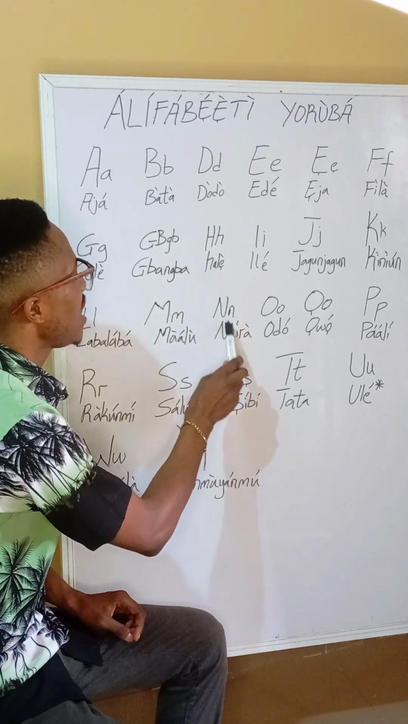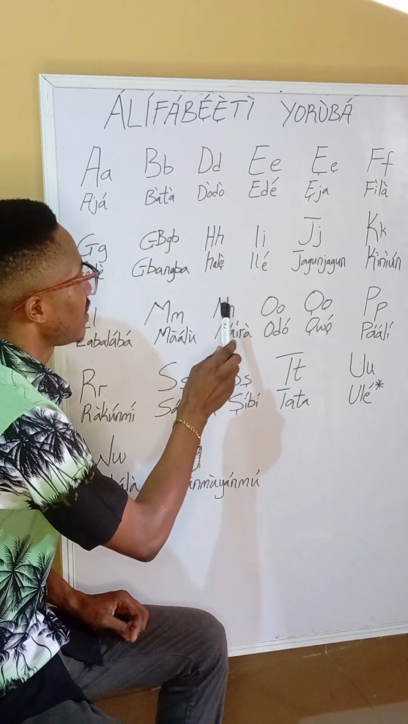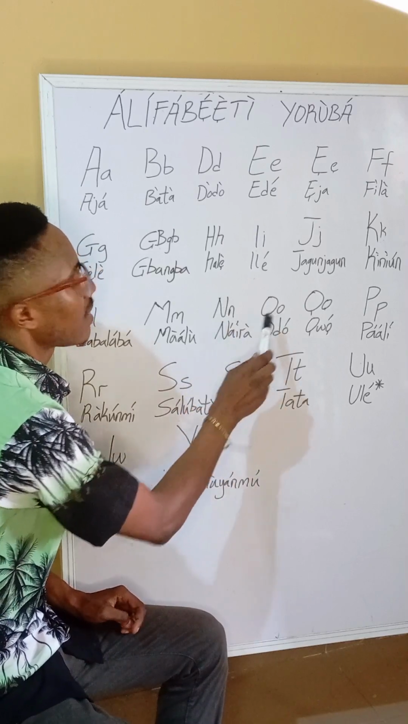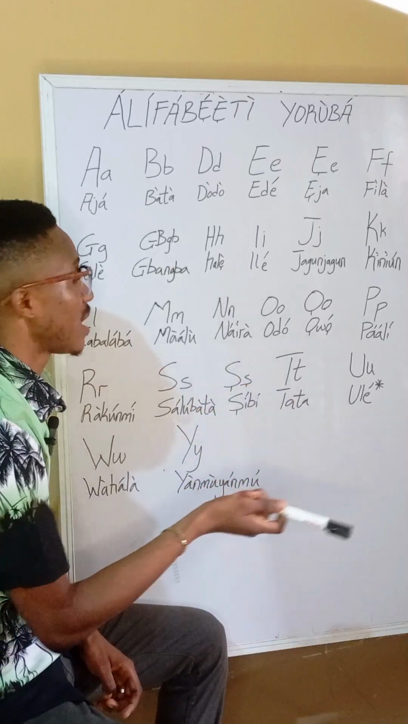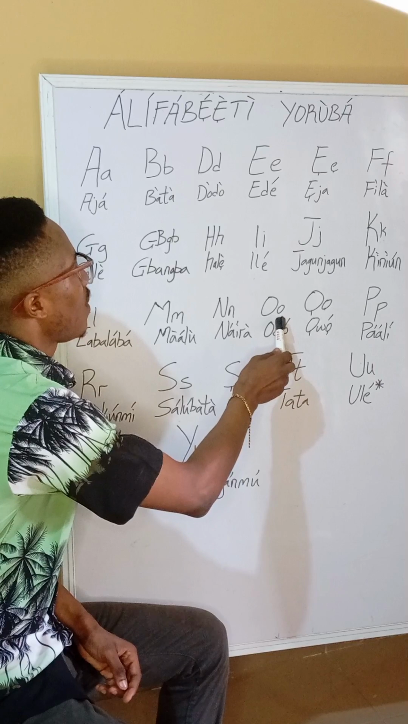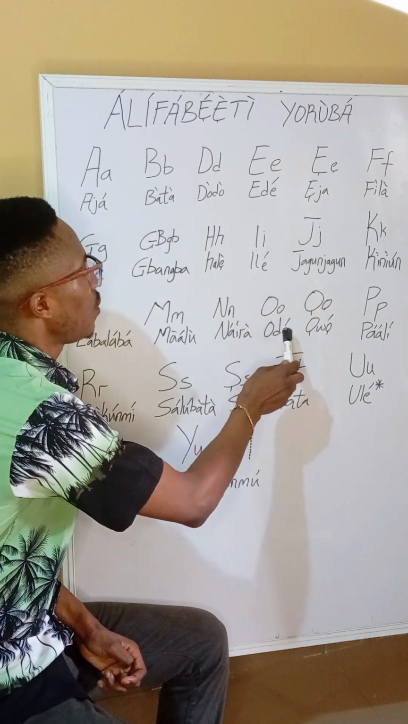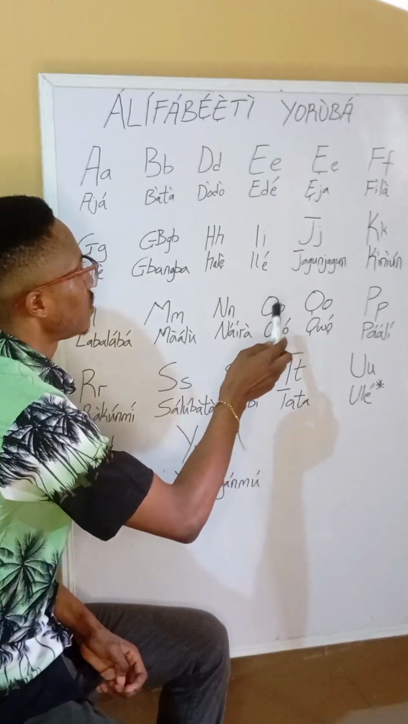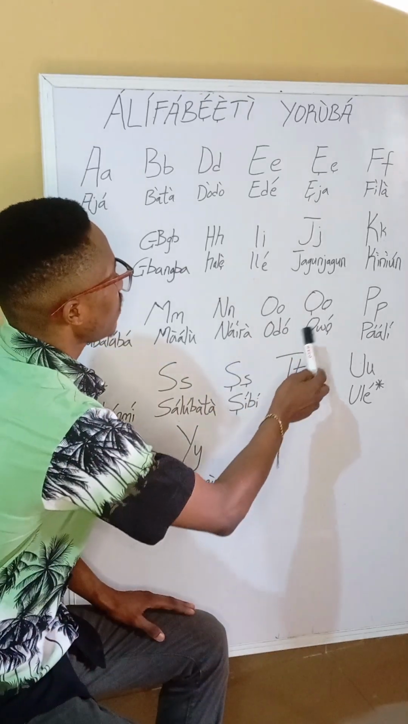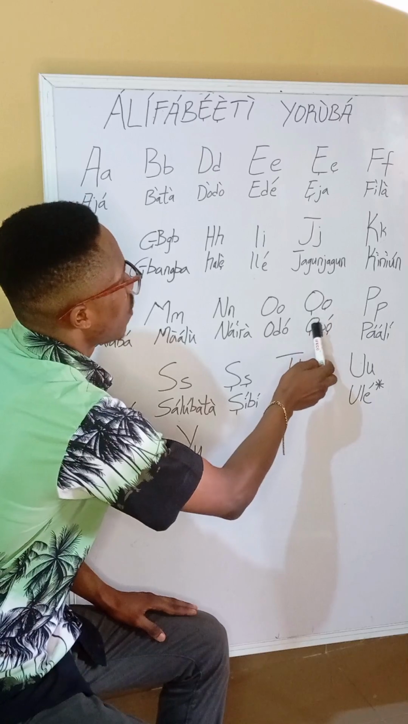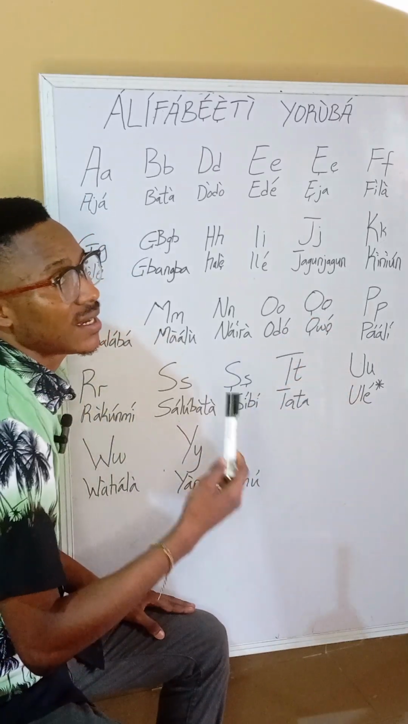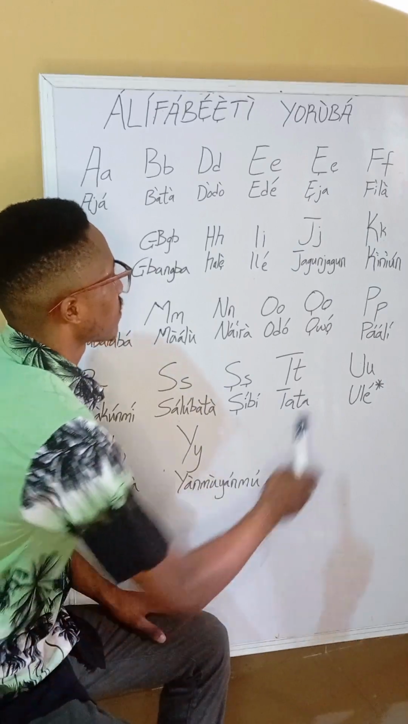N, Naira. Naira is known as Naira in English. O, Odo. Odo is mortar in English. Owo. Owo is known as hand in English.